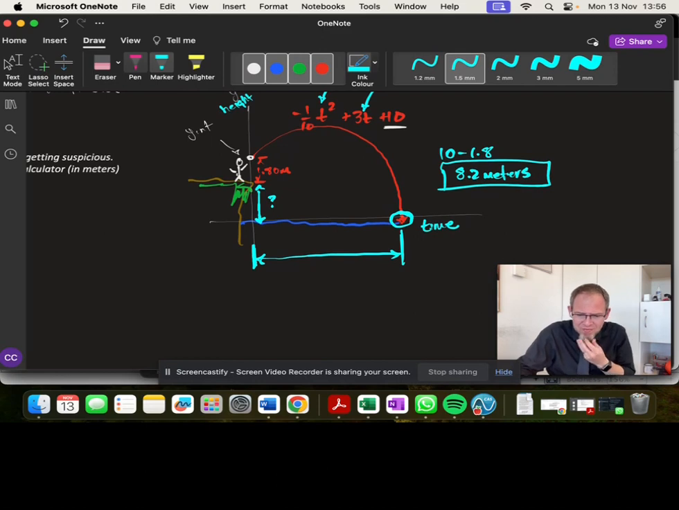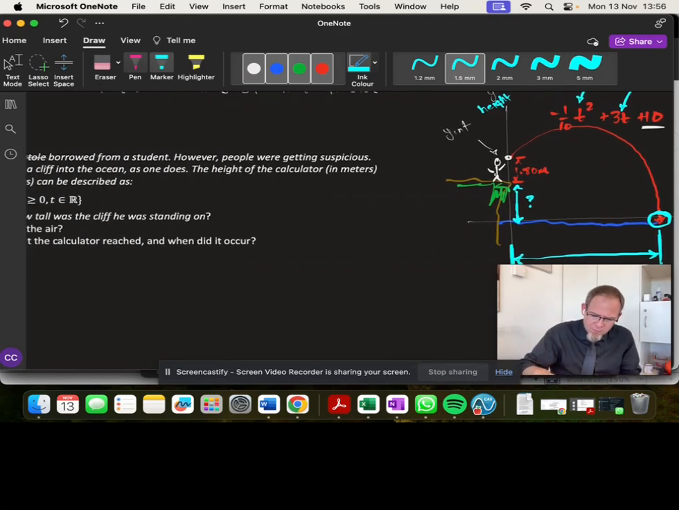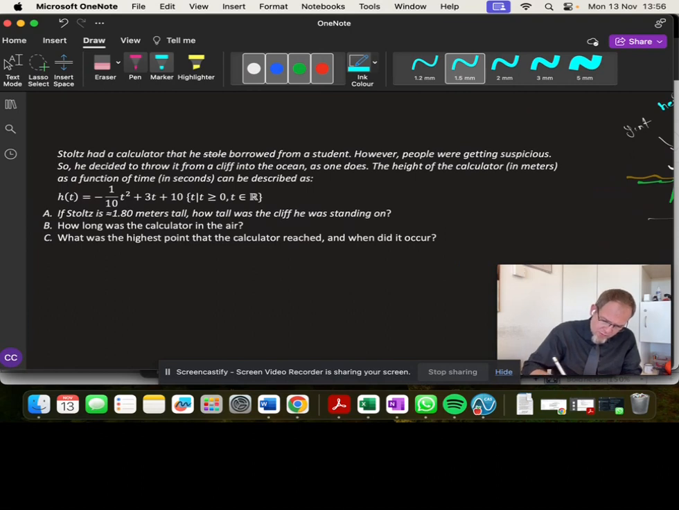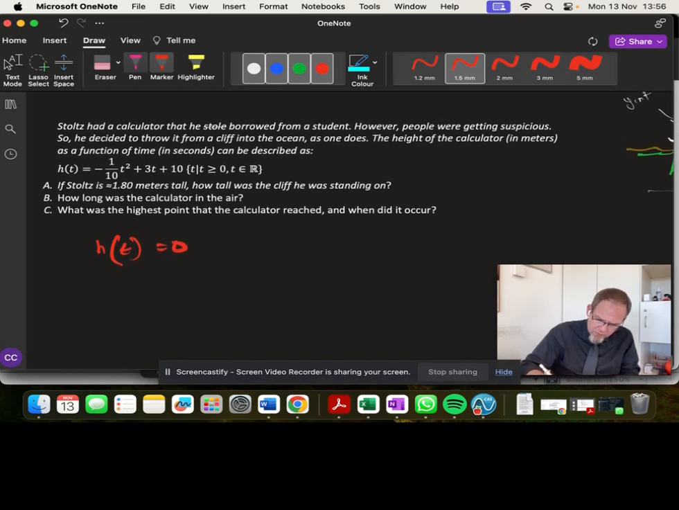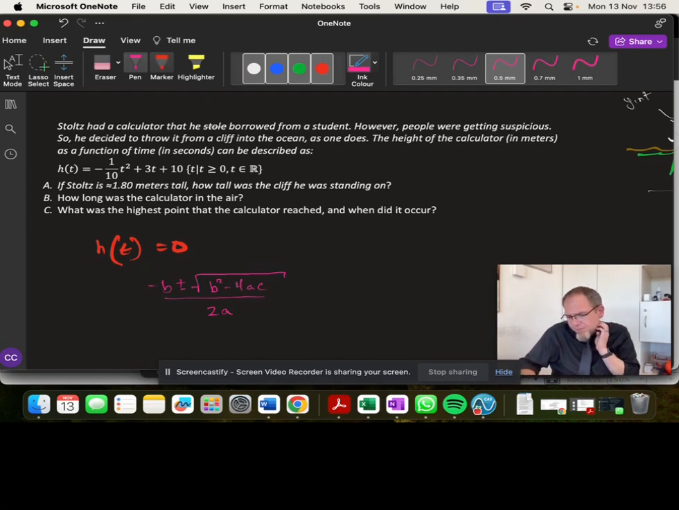Looking at it with negative 1/10, I don't think I really want to factor it. We could complete the square. Similar things. So let's just plug and chug through the quadratic formula, okay? So I want to know when h of t is equal to 0. So if I plug and chug this through the quadratic formula, that would be negative b plus or minus the square root of b squared minus 4ac all over 2a, okay?